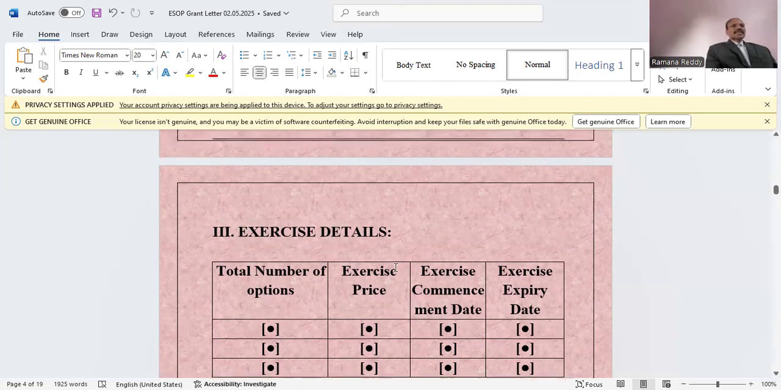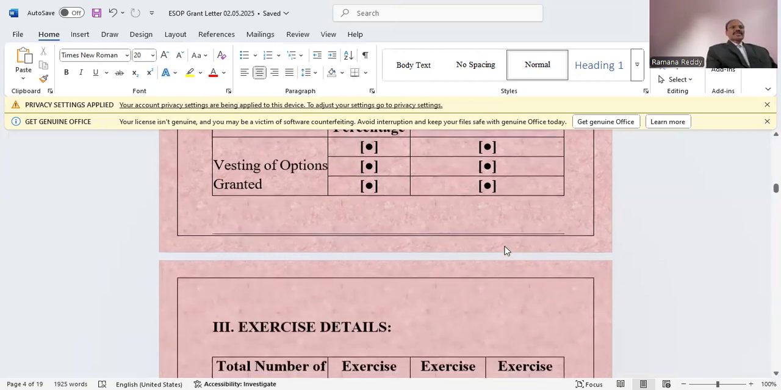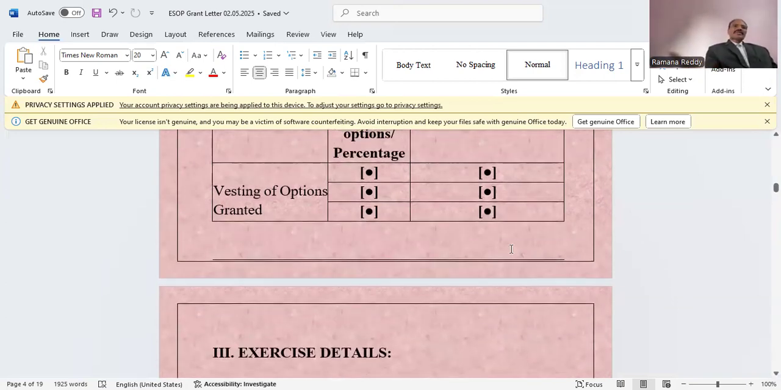Exercise details. See, exercise is different, vesting is different. Vesting is the waiting period. Once your 30% is vested after 1 year, then your exercise will start. Exercise also, on the same day you cannot take. We have to give sufficient time to the employee because he has to pay the money, the predetermined price. So time will be given. It may be 2 months or it may be 2 years. It is up to him from the vesting day.